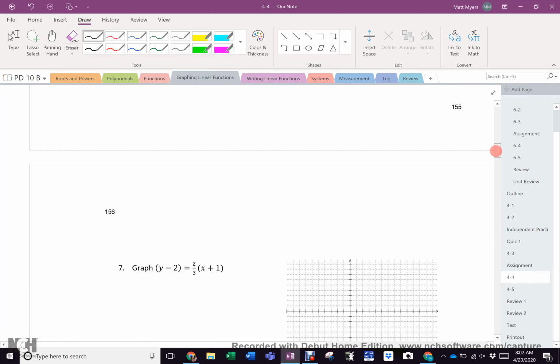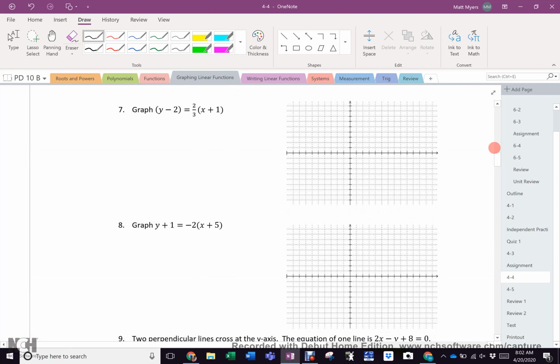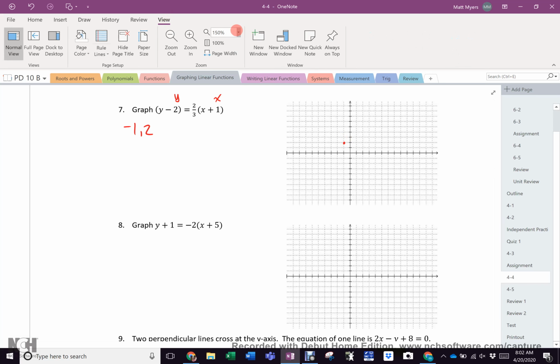So let's do that. Here we go. There's my x, there's my y, but I remember it's opposite. So it's negative 1, 2. So I go over to my graph, negative 1, up 2. And I'm going to zoom in on these graphs to make it easier.